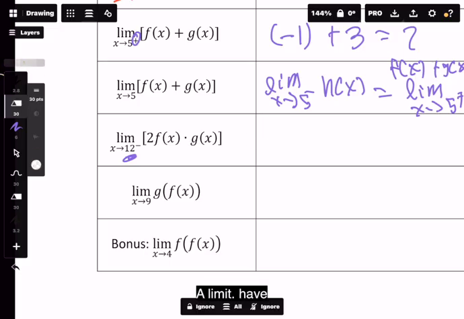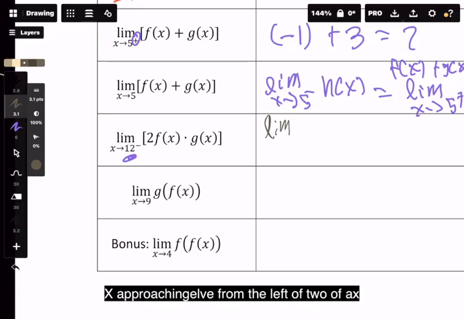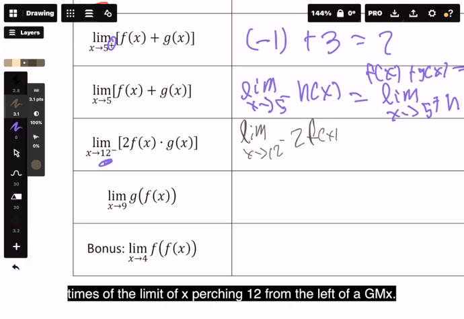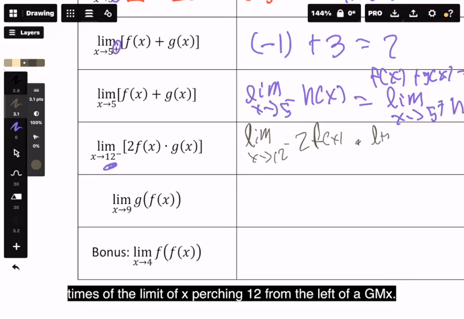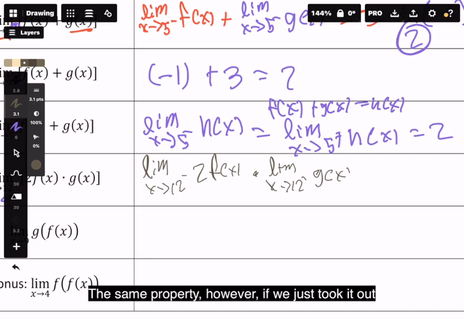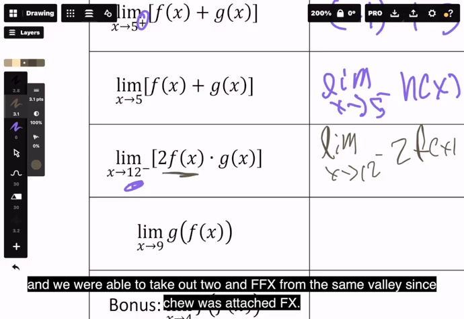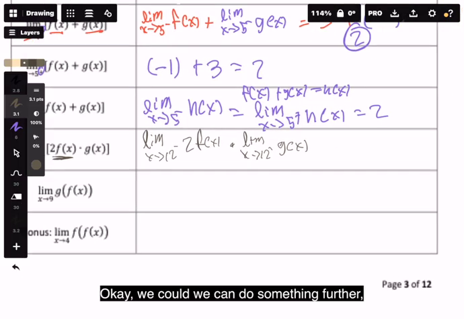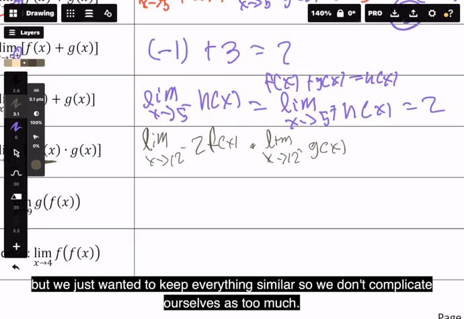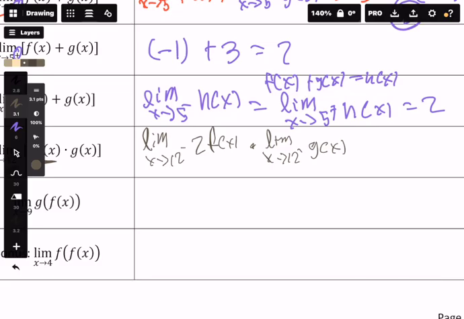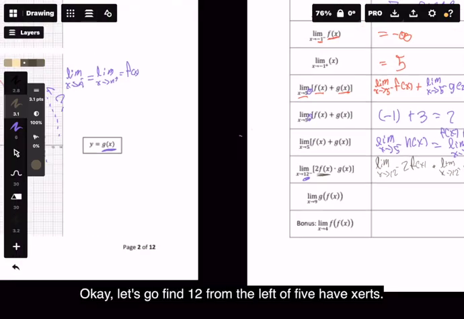The limit of x approaching 12 from the left of 2 of f of x times the limit of x approaching 12 from the left of g of x. The same property, however, we just took out the 2 from f of x since 2 was attached to f of x. We can do something further, but we just want to keep everything similar so we don't complicate ourselves too much. Okay, let's go find 12 from the left of f of x first.